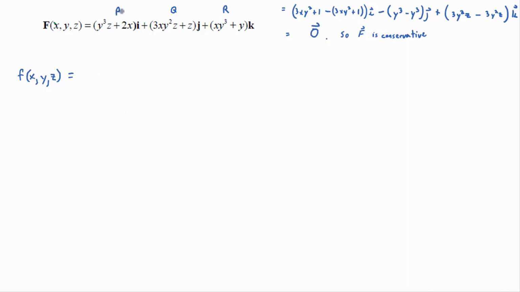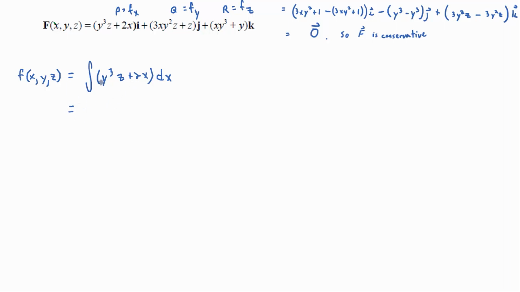So P, right? P is going to be f sub x. Q is going to be f sub y. Since we know it has a potential function, we can say that little f. R is going to be f sub z. Okay, so the integral then of f sub x, so the integral of y cubed z plus 2x with respect to x, so dx on the end. Okay, integrate that for me.